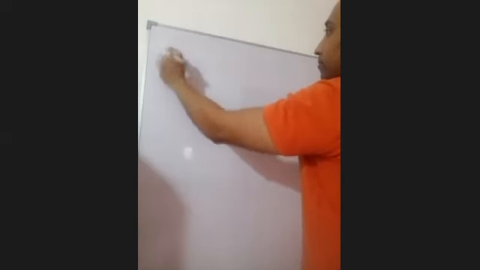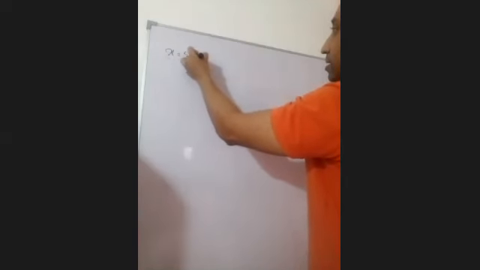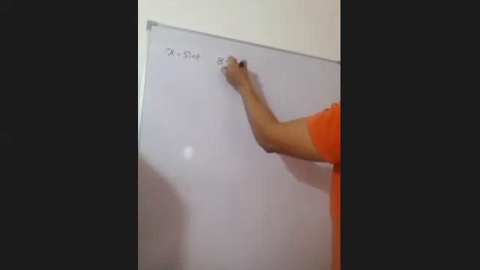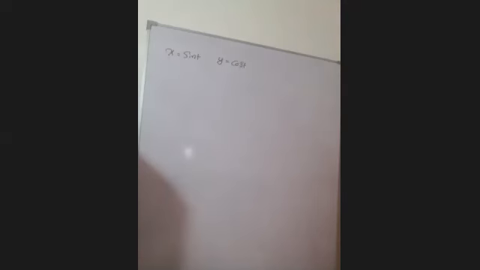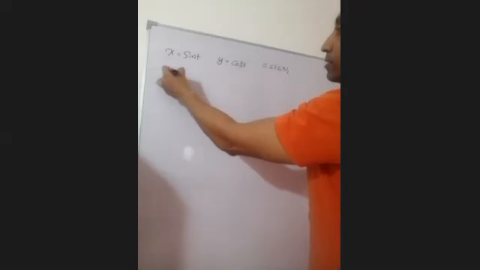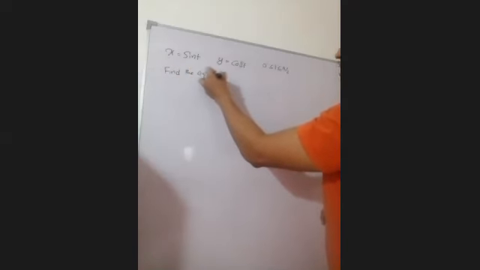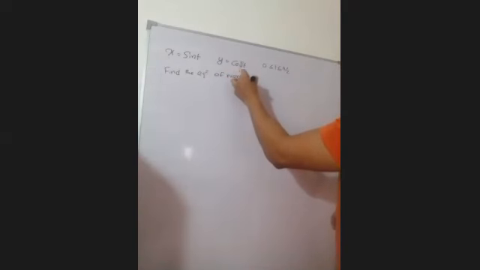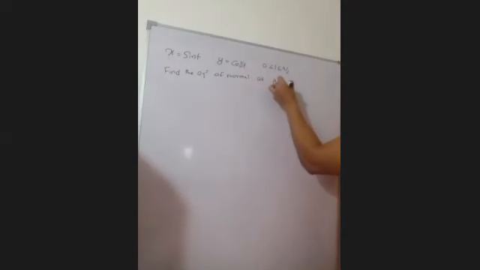Then the next question is they have given x equals sin t and y equals cos t. Then they have given that t is between 0 and pi by 2. They have given this condition. Right. Then they ask to find the equation of the normal at y equals root 3 over 2.